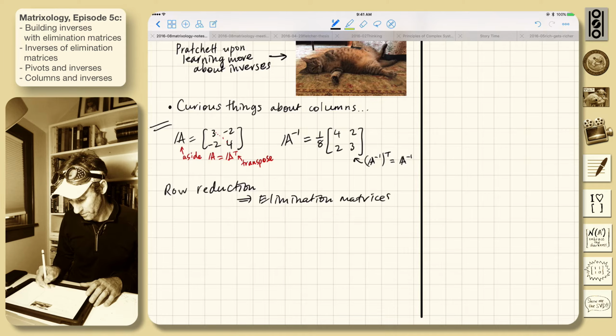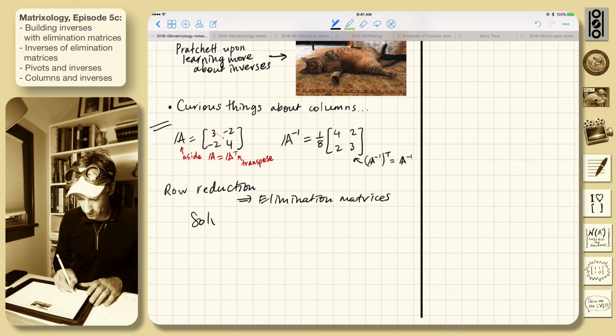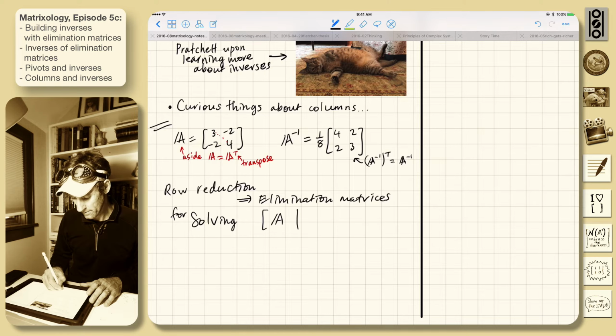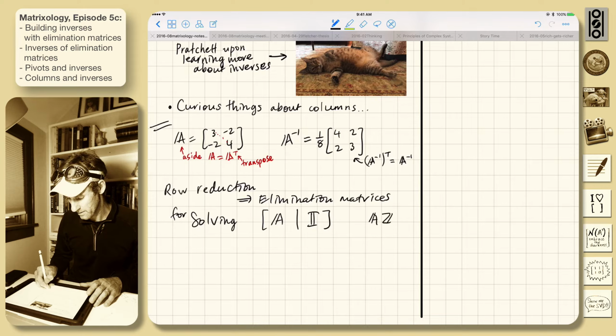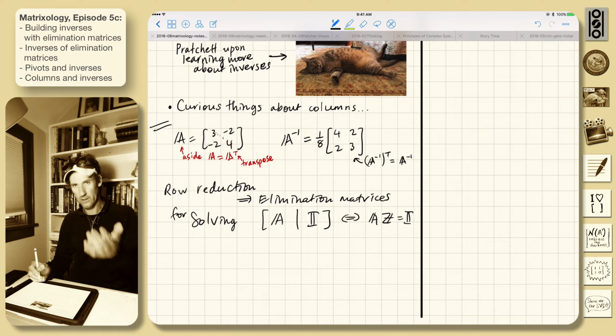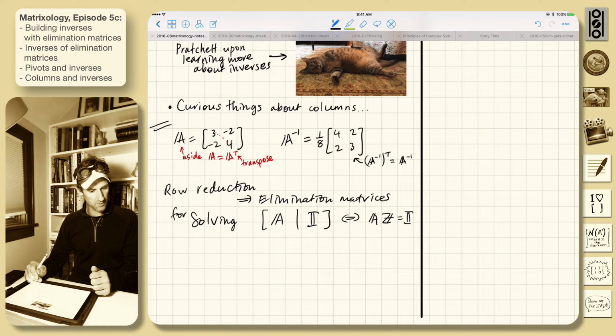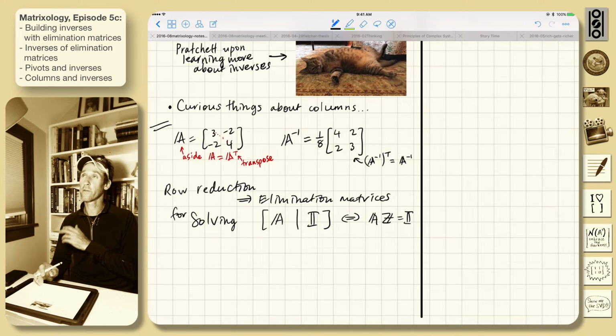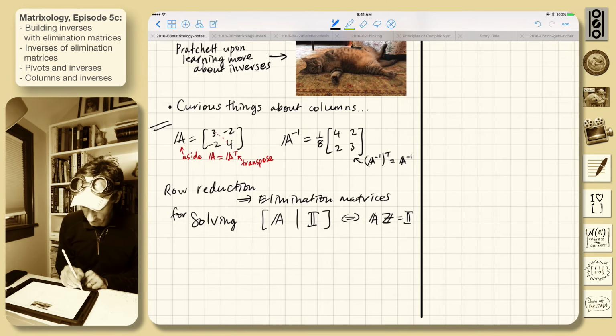So the first step: we're solving this augmented matrix problem, which is A times Z equals I. And then that Z, we believe, will be the inverse of A. The first step was adding 2/3 of the first row to the second row, and the way that will work, let's just write them down.